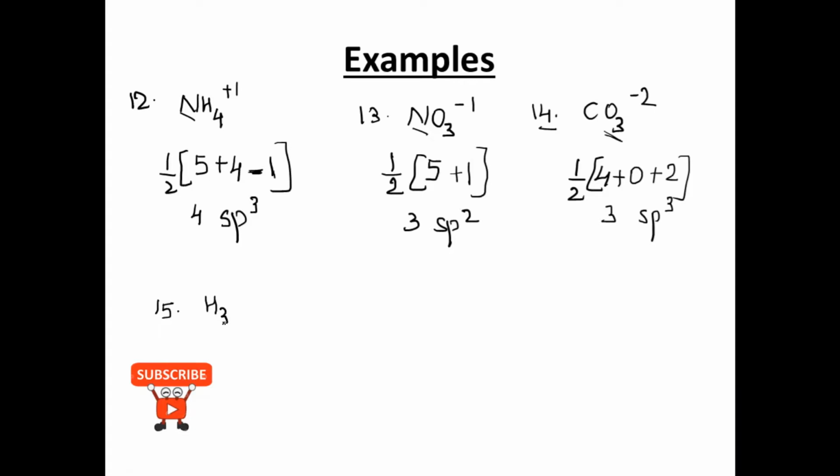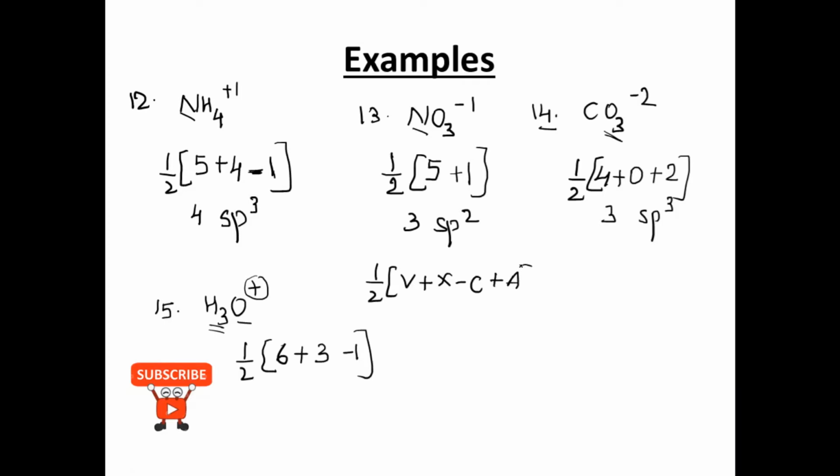Suppose the hydronium ion, H3O positive. Oxygen is the central atom, 6 electrons in the valence shell, number of monovalent atoms 3, and the charge +1. So subtract it. I'll write the formula again here if you don't want to go back: half of V plus X minus the charge on a cation plus the charge on an anion. So it will be 9 minus 1, 8 by 2, 4. It's sp3.